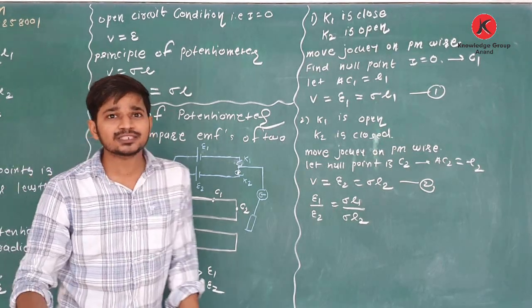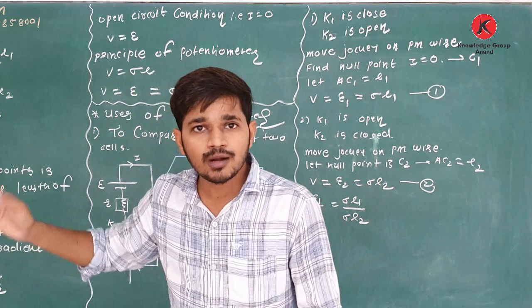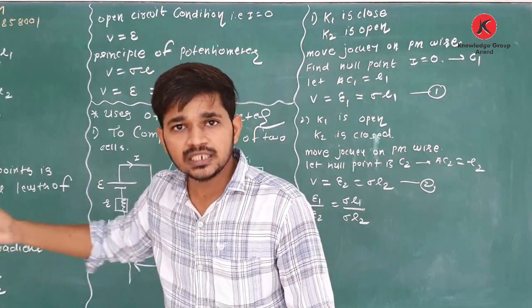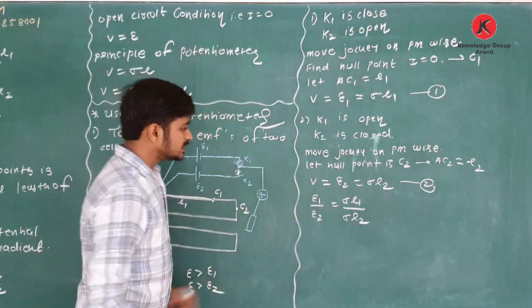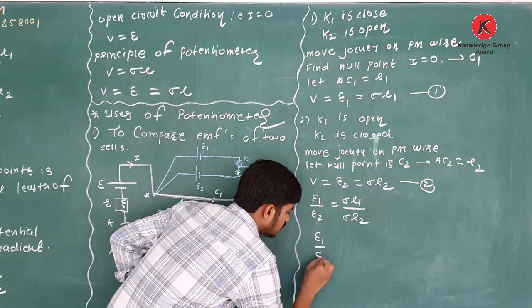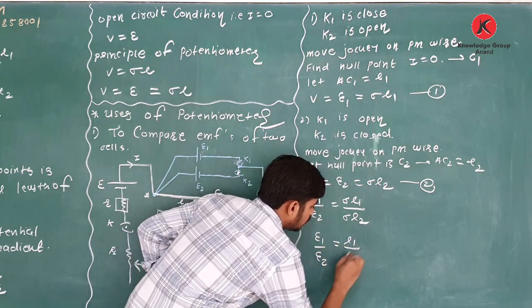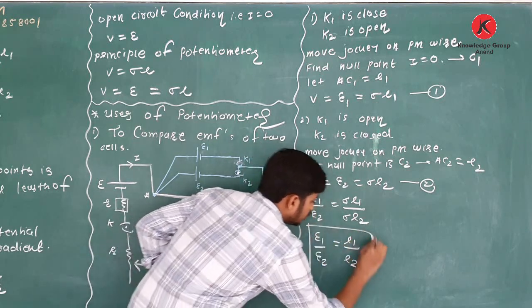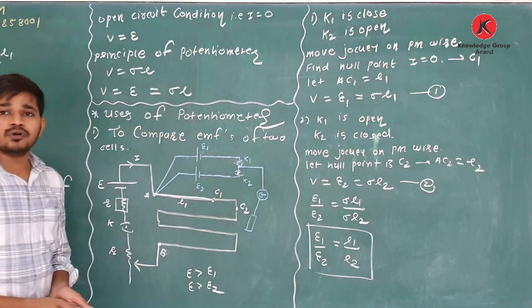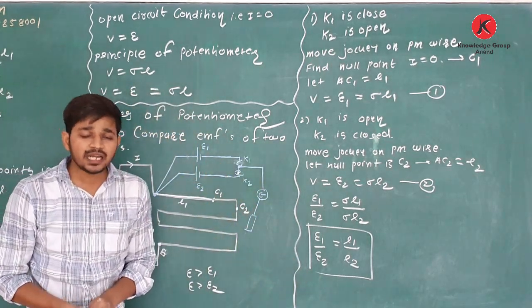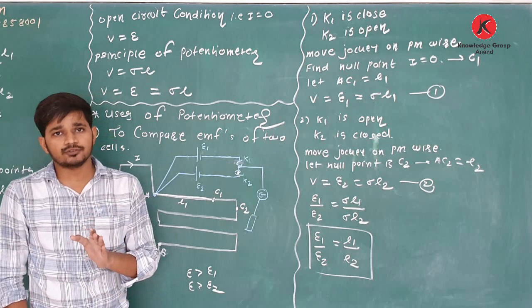Sigma is constant, equal to rho upon R plus L rho plus R; yes, we know it. So sigma cancels, then what remains? E1 upon E2 is equal to L1 upon L2. And with the help of this equation, you can compare the EMF of two cells.